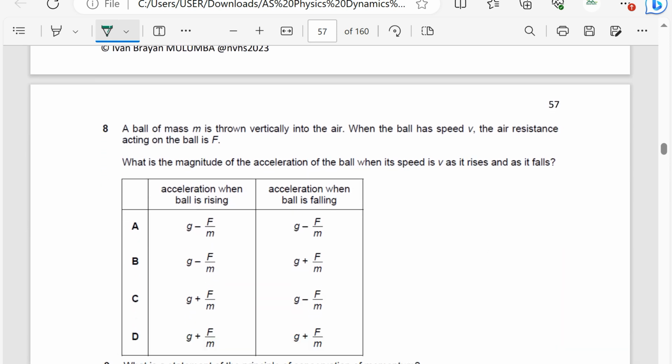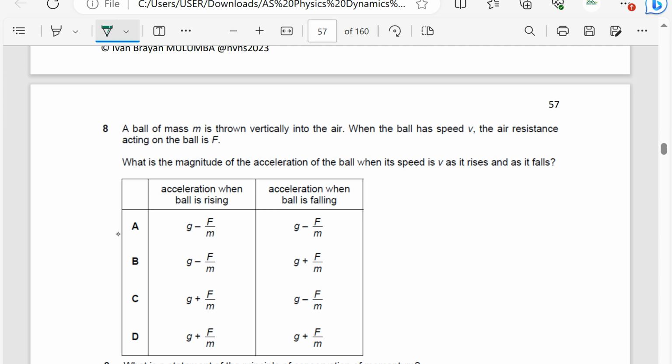A ball of mass m is thrown vertically into the air. When the ball has speed v, the air resistance acting on the ball is F. What is the magnitude of the acceleration of the ball when its speed is v as it rises and as it falls? Remember, it is falling in air.